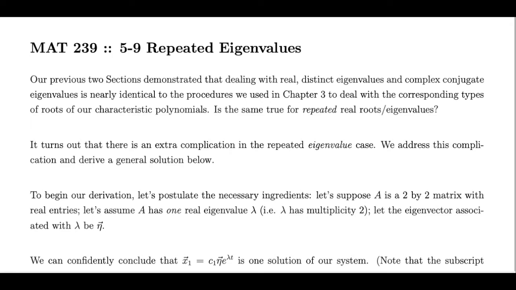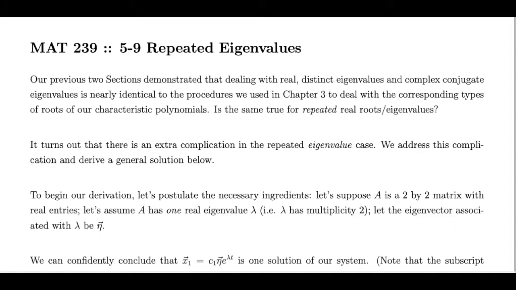Section 5.9, repeated eigenvalues. Ready to consider the third possibility when it comes to the different types of eigenvalues. In 5.7, we looked at real distinct eigenvalues. In 5.8, we looked at complex conjugate eigenvalues. So this is our third case where we have a real valued eigenvalue, but it's repeated. So it has a multiplicity of 2 or higher.